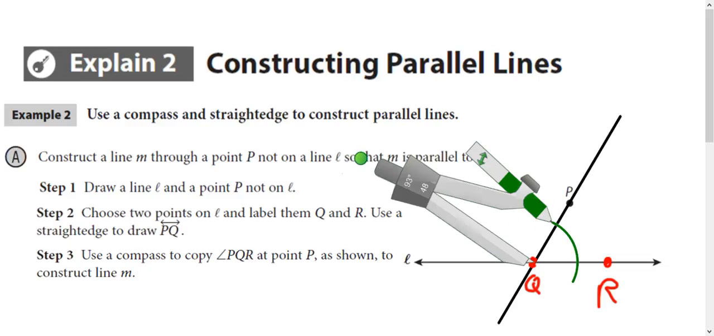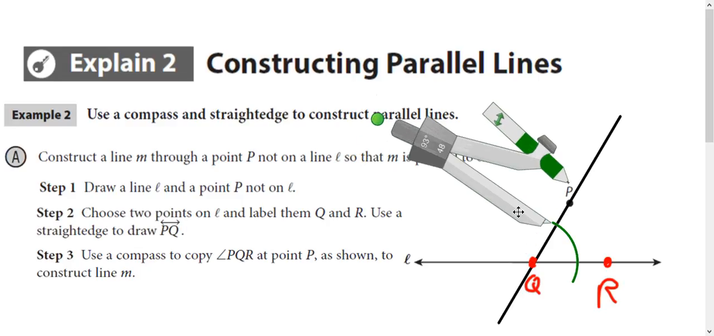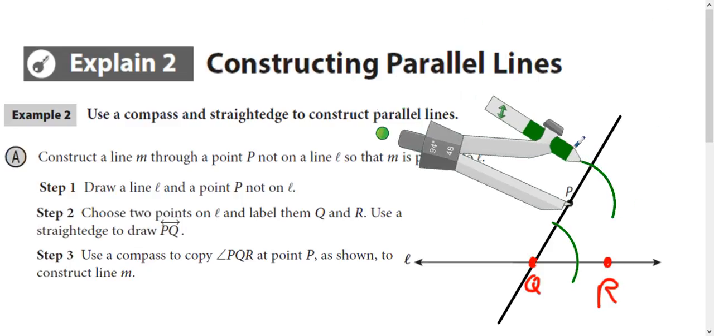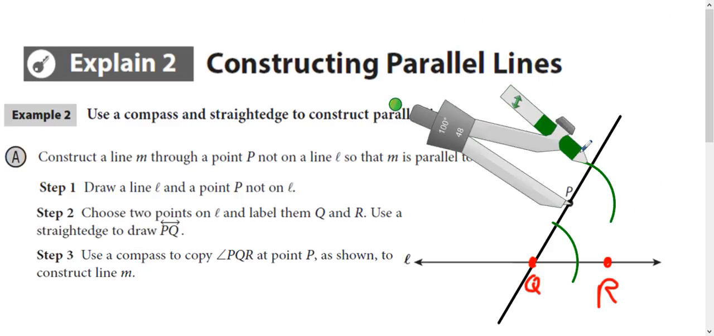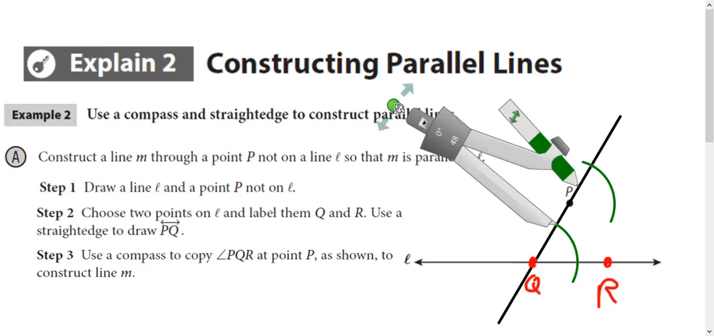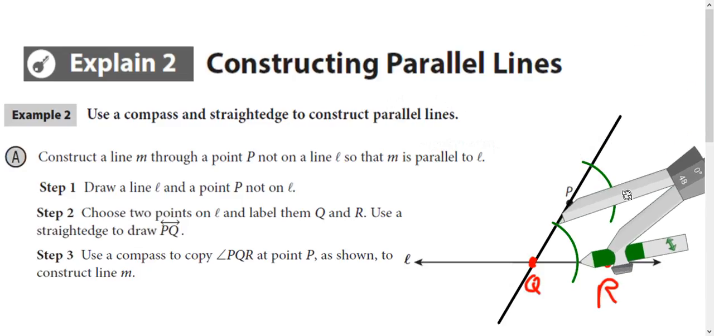And without messing up or adjusting your compass at all, you move your compass up to point P. And we're going to make that exact same arc. Then you use your compass to measure how big that arc is. So you adjust your compass so that you measure the exact length from where it intersected the angle that we're trying to copy. Adjust your compass if you need to make it be that exact measurement.